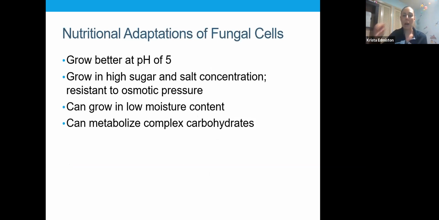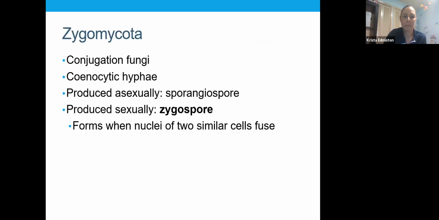A couple of the adaptations of fungal cells that you experienced with those Sabouraud agar plates is that they tend to grow better at a lower pH, and that's why Sabouraud agar tends to grow just molds or yeast, because it has that lower pH. They can metabolize very complex carbohydrates. They can grow in high sugar and high salt concentrations, which is great for making some of the fermented things that we like to use them for.